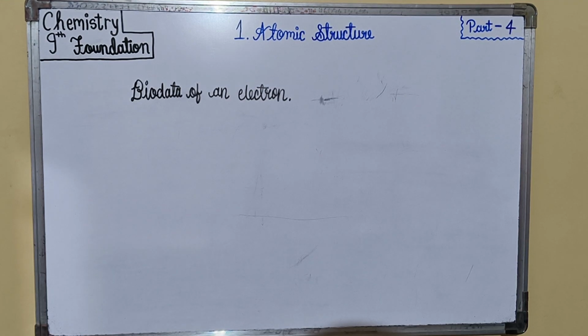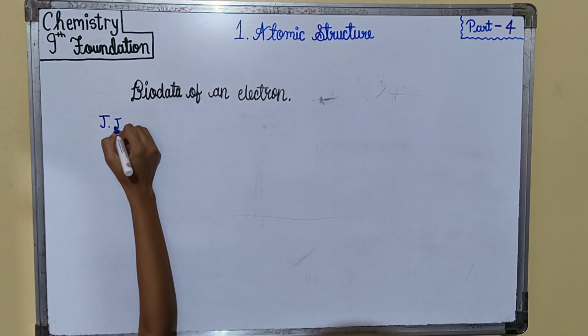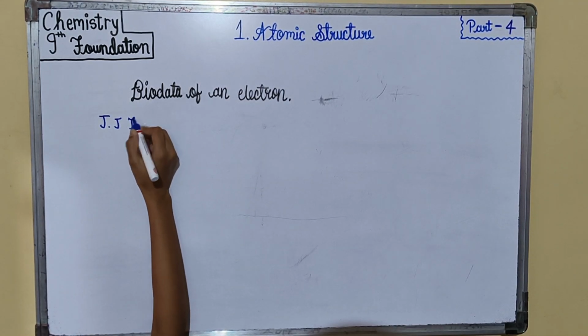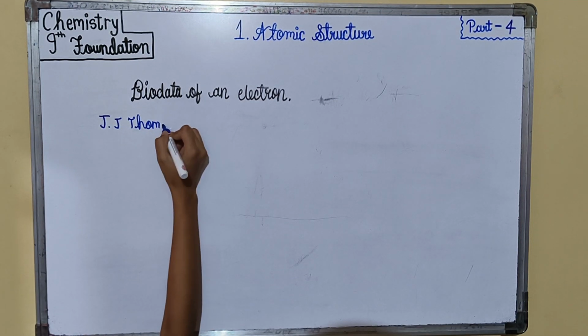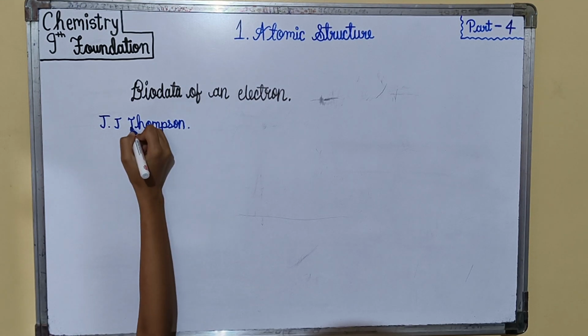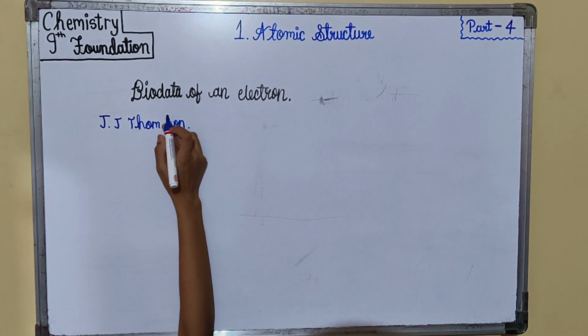So, the discoverer of electron was J.J. Thomson.